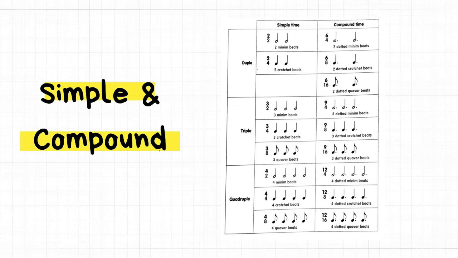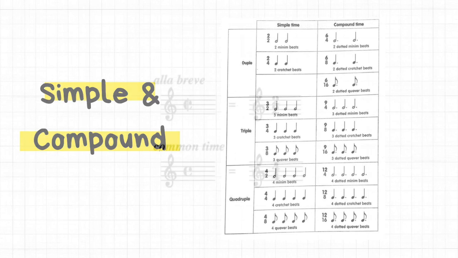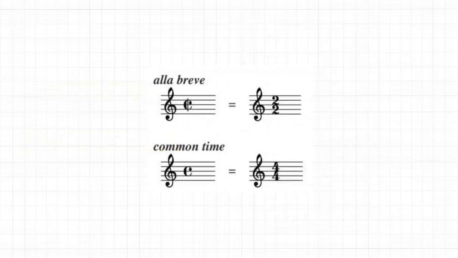And these are all the time signatures covered in Grade 5 theory for the simple time and compound time. We have 2-2, 2-4, 3-2, 3-4, 3-8, 4-2, 4-4, 4-8, 6-4, 6-8, 6-16, 9-4, 9-8, 9-16, 12-4, 12-8, and 12-16. Sometimes we do see symbols like this. This one is a cut common time, alla breve, equals 2-2, and a common time for 4-4.